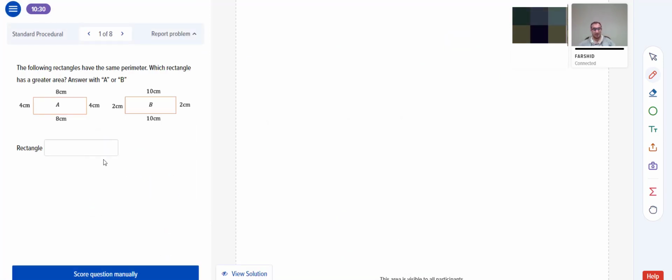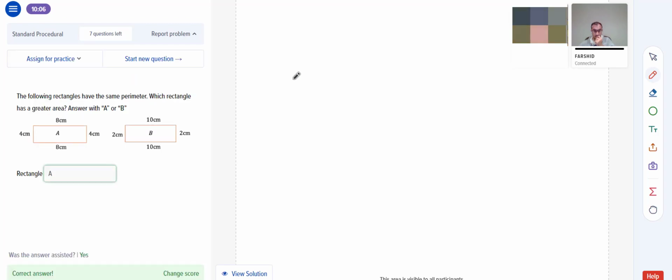Okay, how about this one? I leave this one with you. Go for it. Okay. So one rectangle has the same perimeter. Which rectangle has a greater area? So 32 and 20. There's a capital A here. There we go. Good job.